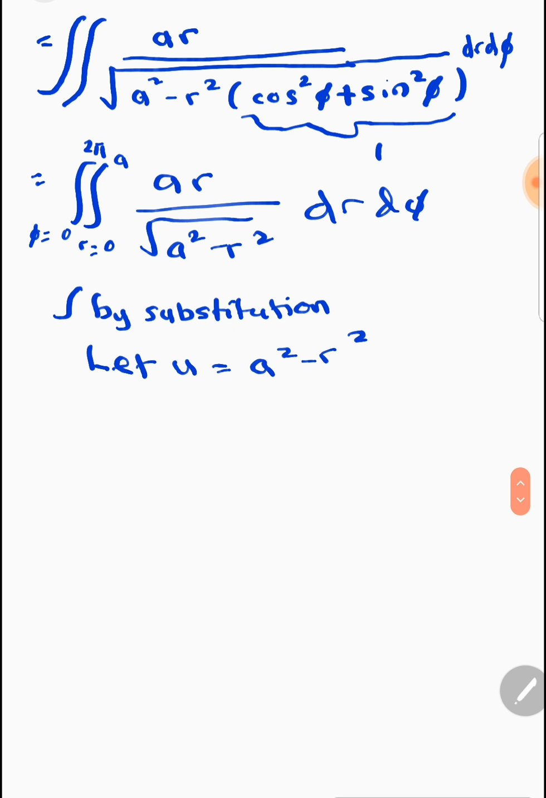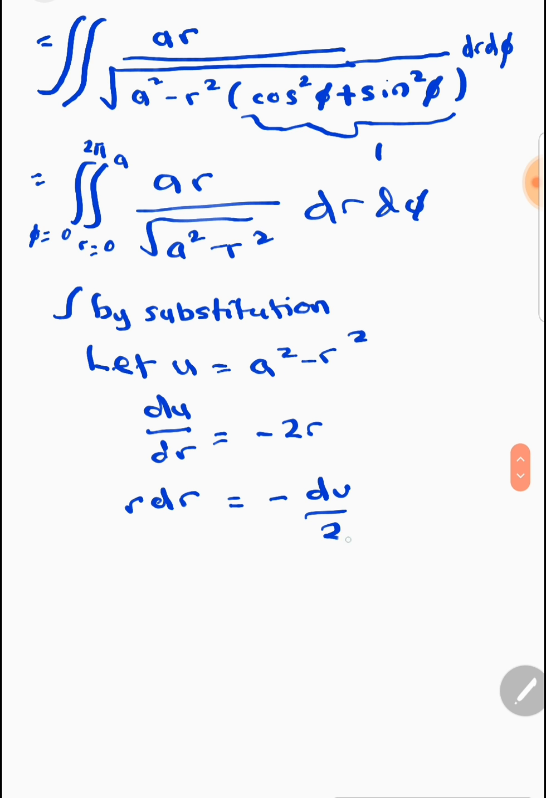So what do we do next? Usually what I'll do is, okay, du over dr will then be negative 2r, right? So if I rearrange this and put this to the right side, then I will get r dr equivalent to negative du over 2, correct? So my dr gets transferred here, and then my negative 2 gets transferred to this side. Alright, so rearrangement of it gives me this.